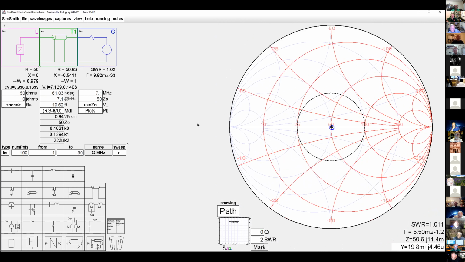So more questions or comments? The rig gets matched everywhere. That's right.